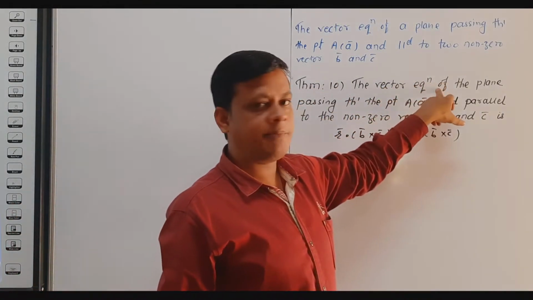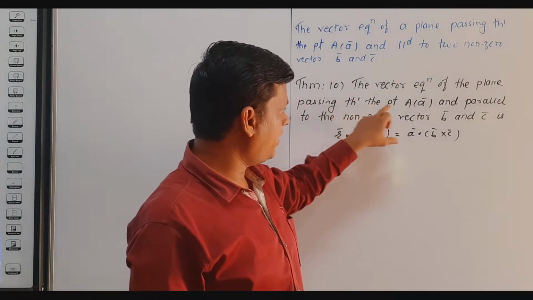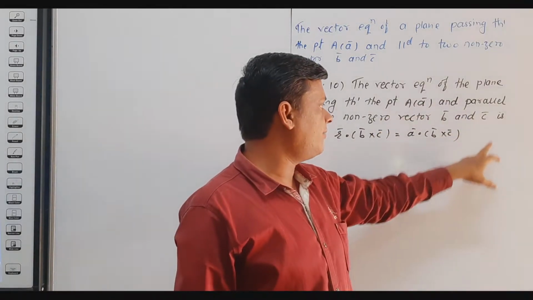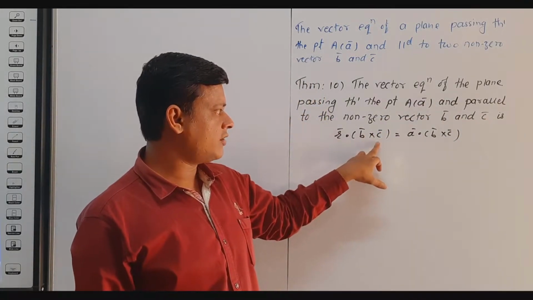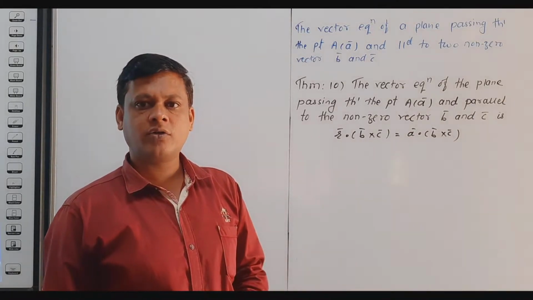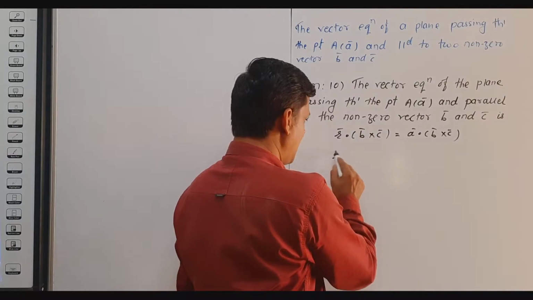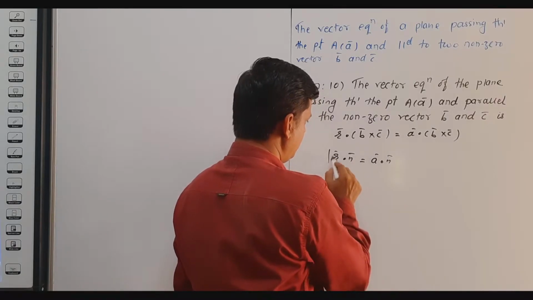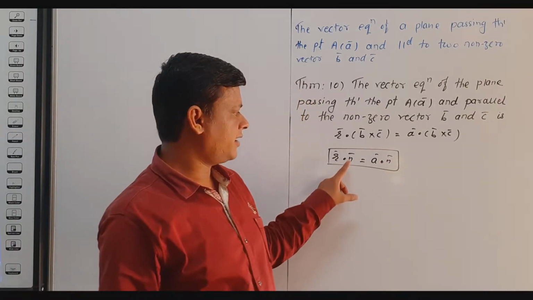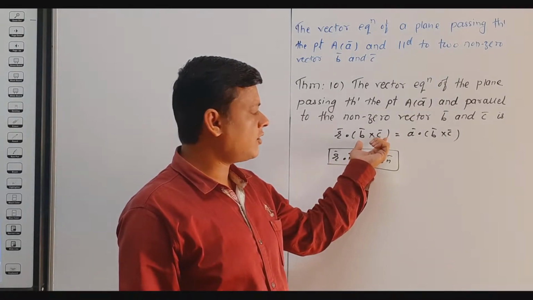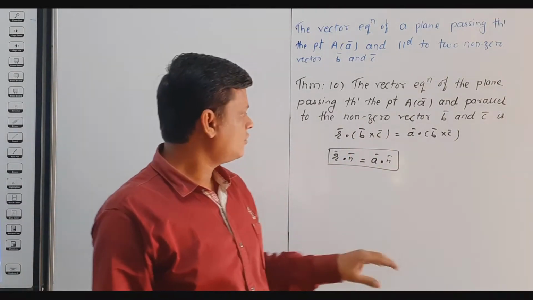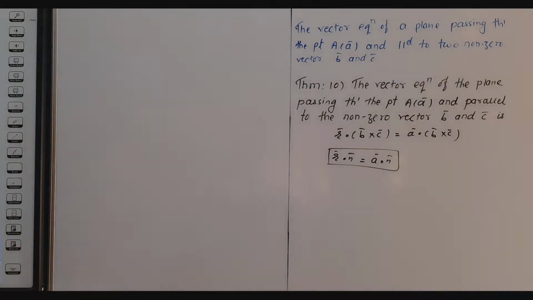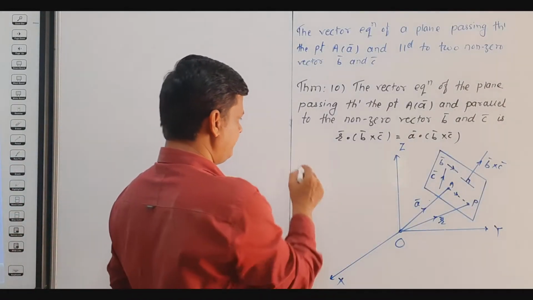The vector equation of the plane passing through the point A of A bar and parallel to the non-zero vectors B bar and C bar is R bar dot B bar cross C bar is equal to A bar dot B bar cross C bar. This is similar to R bar dot N bar is equal to A bar dot N bar. So this vector N bar is nothing but the cross product of vector B and vector C. Now see the proof of this theorem.